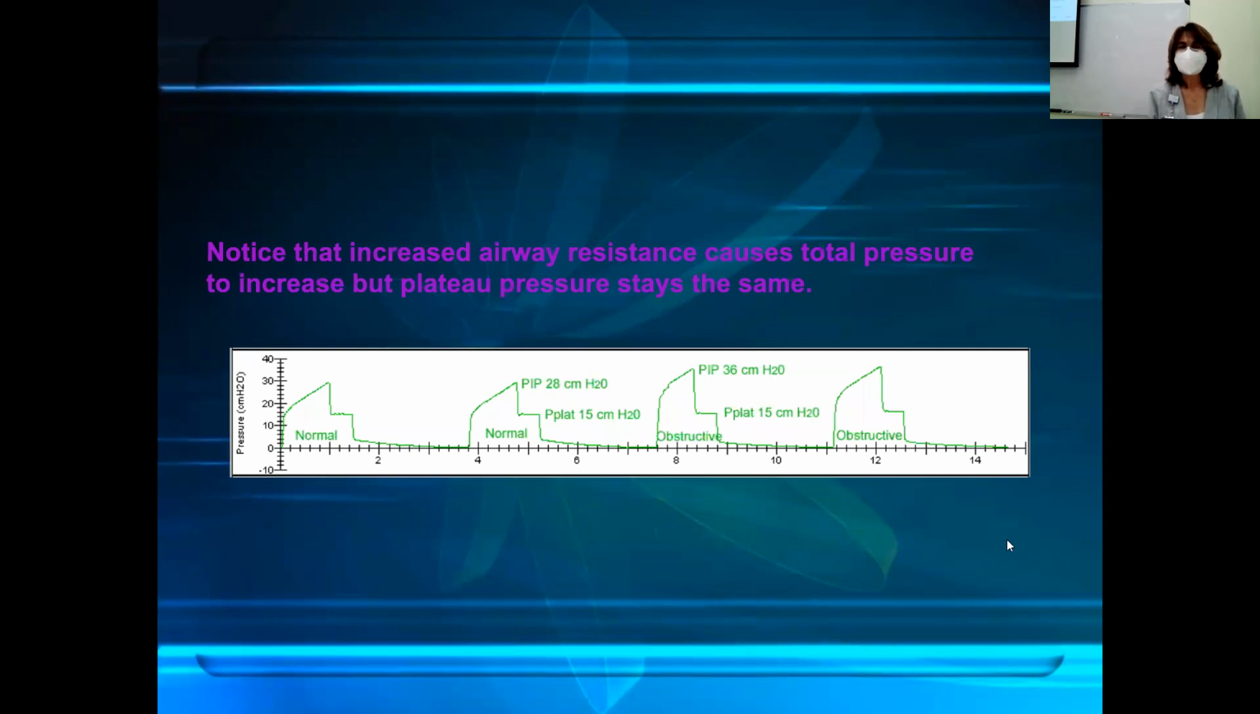Applying this to the graphic that we're looking at, it says, notice that increased airway resistance causes total pressure to increase, but the plateau pressure stays the same. Airway resistance does nothing to the plateau pressure, the pressure in the alveoli. I'm going to repeat it because that's really important to know. Airway resistance has nothing to do with the plateau pressure, the pressure in the alveoli.